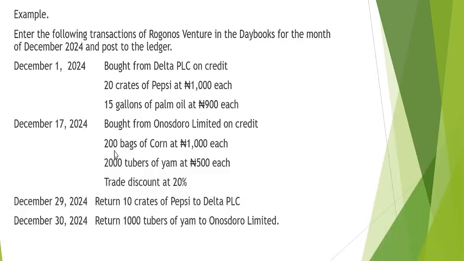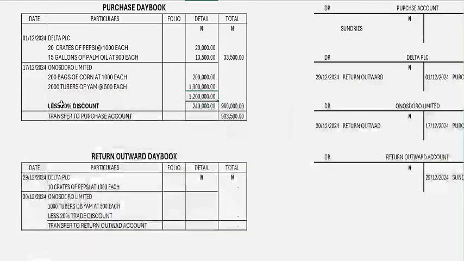If you come down here, the next line item says trade discount at 20%. We are giving trade discount probably because we are buying in bulk. So 20% of this amount, that is 20 over 100 times 1.2 million, will give us 240,000. You subtract the 240,000 from 1.2 million, which gives us 960,000 naira.